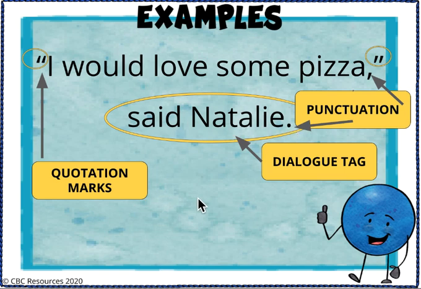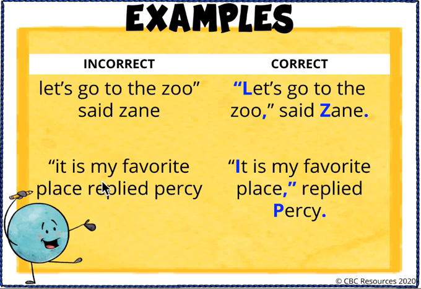It's a lot to remember, right? Let's look at some examples. "Let's go to the zoo," said Zane. Well, that's incorrect. Let's fix this. Over here, we're going to capitalize the L because that's the beginning of the sentence, and we're going to put some quotation marks at the front because it's something that Zane said. So "Let's go to the zoo," comma, quotation marks, said Zane. Always capitalize the name, period. So we fix the quotation marks, the L, the comma, the Z, and the period.